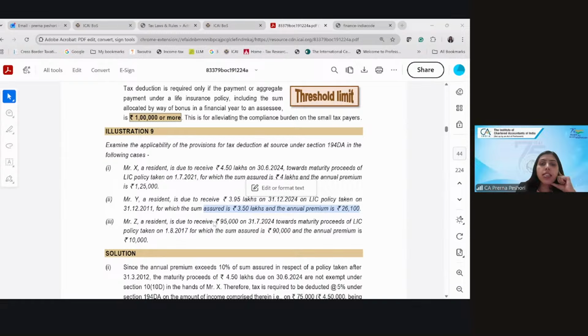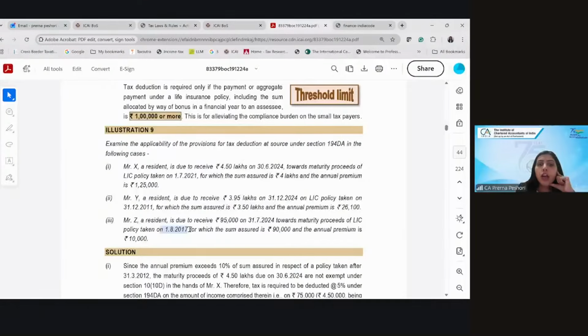Third is Mr. Z, a resident, who is due to receive 95,000 on 31st July 2024 towards the maturity proceeds of an LIC policy taken on 1/8/2017, for which the sum assured is 90,000 and the annual premium is 10,000. It is 10% for 2024. So 10% is 9,000 and the annual premium is greater than 9,000, which is 10,000. So 10(10D) will not be applicable here and TDS will be applicable.